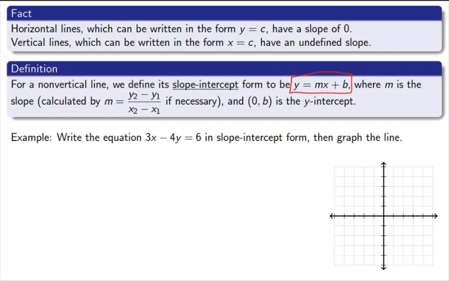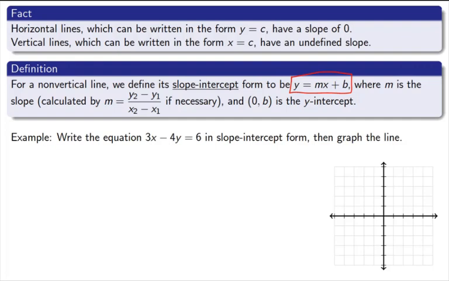We had standard form, which was ax plus by equals c. Now we've got y equals mx plus b. M is the slope, as we had before, and b is the y-intercept. This definition immediately gives me the y-intercept, immediately gives me the slope, and it makes it pretty easy to draw this thing. Let's do this.